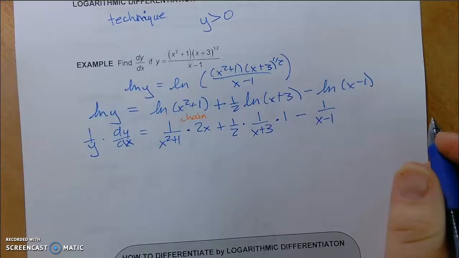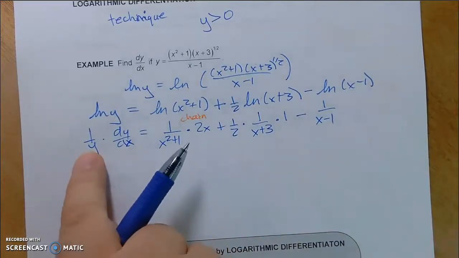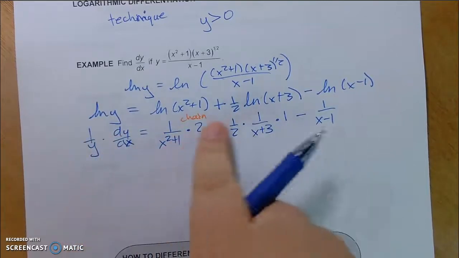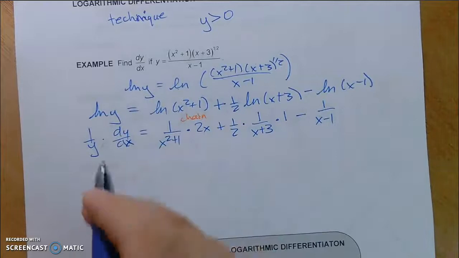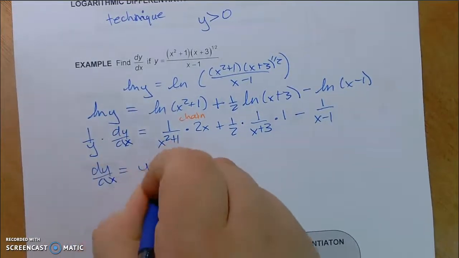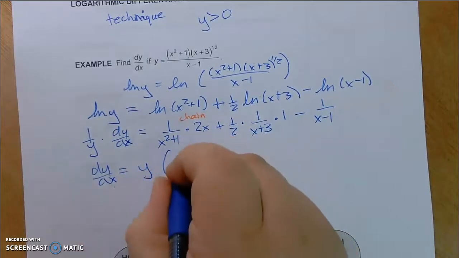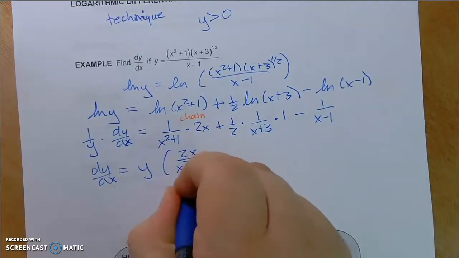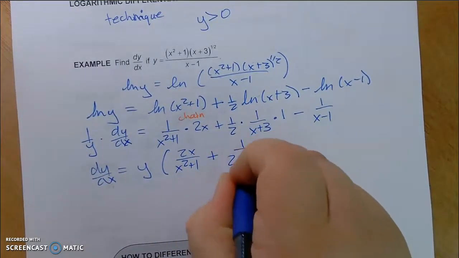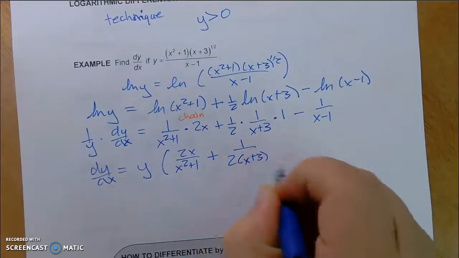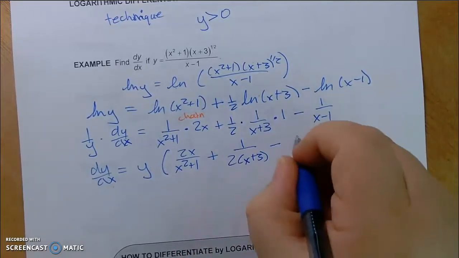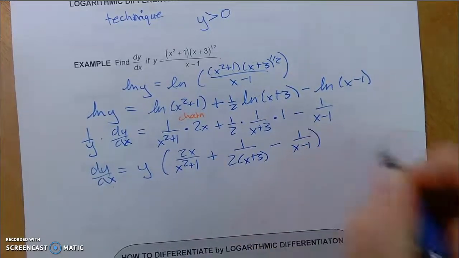After we differentiate, we're going to solve for dy dx by multiplying by y. When I do that, I'm also going to simplify anything I can in these factors here. So I get dy dx equals y times, looking at these two factors, 2x over x squared plus 1. Nothing cancels there. Plus 1 over 2 times x plus 3. Remember, leave your denominators factored. Multiply out your numerators always. And then 1 over x minus 1.